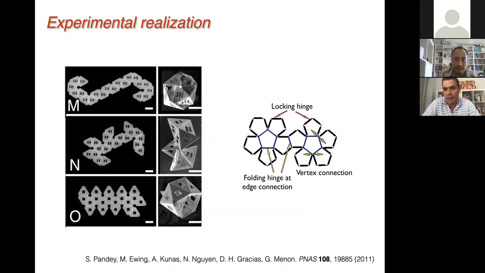They have some micrometers in size, and they connect them using solder. And so besides having solder in between the panels that are in contact, they also cover the surface of the edges with solder. And so the two-dimensional template is initially attached to a substrate in a solution where the fluid is moving around.